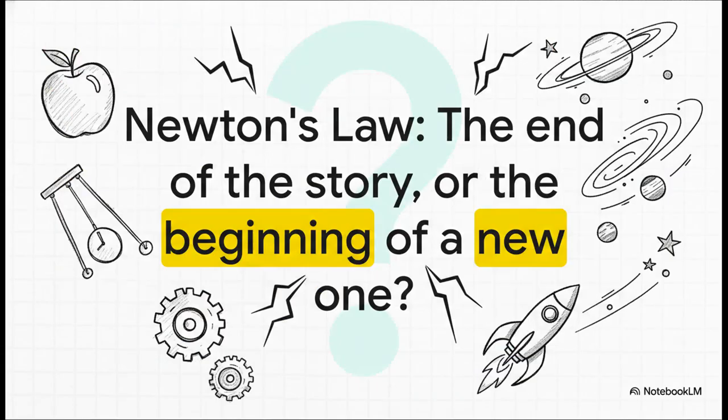Which brings us to a final pretty cool thought. Was Newton's law the final answer in our quest to understand motion? Or was it actually the beginning of an even bigger journey? It gave us the solid foundation of classical mechanics, for sure, but it also, inadvertently, pointed the way toward the next chapter, to Einstein's theories of relativity, which would once again completely reshape our understanding of space, time, and the very fabric of the cosmos.